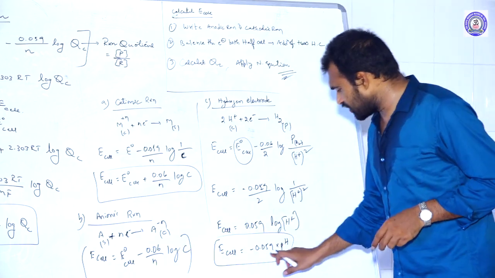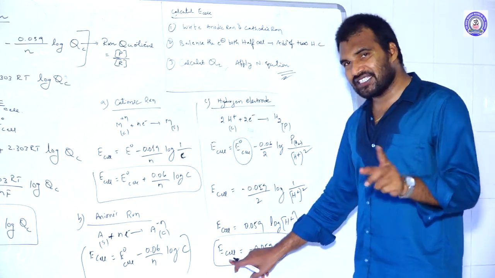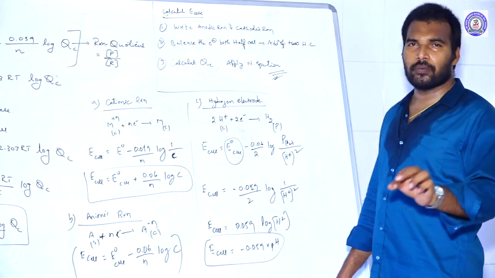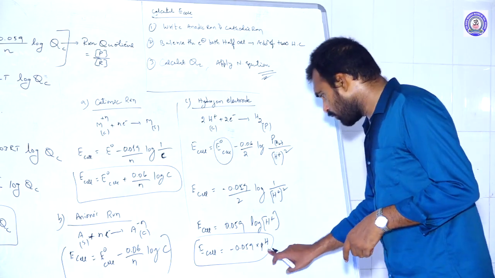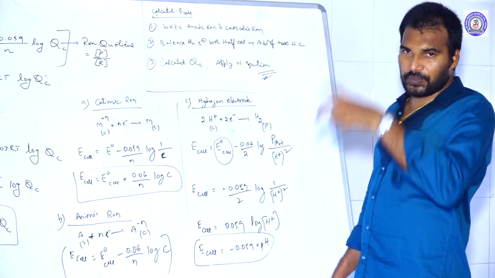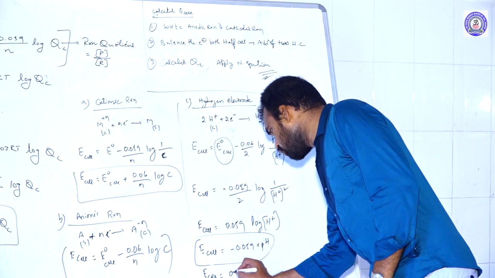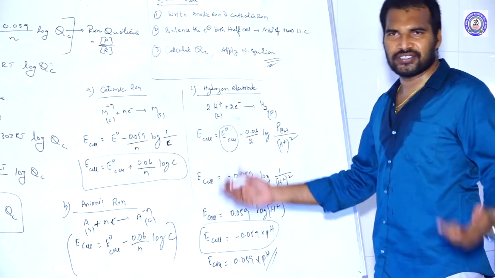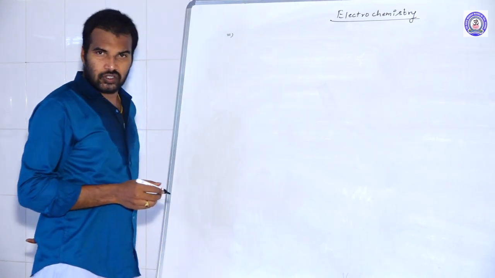Directly, if they give you the pH of the solution and ask what the EMF of the hydrogen electrode cell is, then what is the formula? Multiply the pH with 0.059. That's it. Minus 0.059 into pH. This is what? The SRP. Suppose they ask for the SOP, then how to calculate? E cell is equal to 0.059 into pH. That's it.